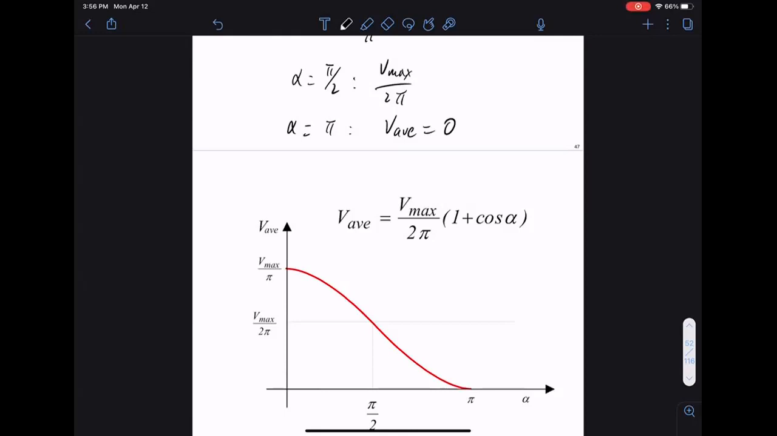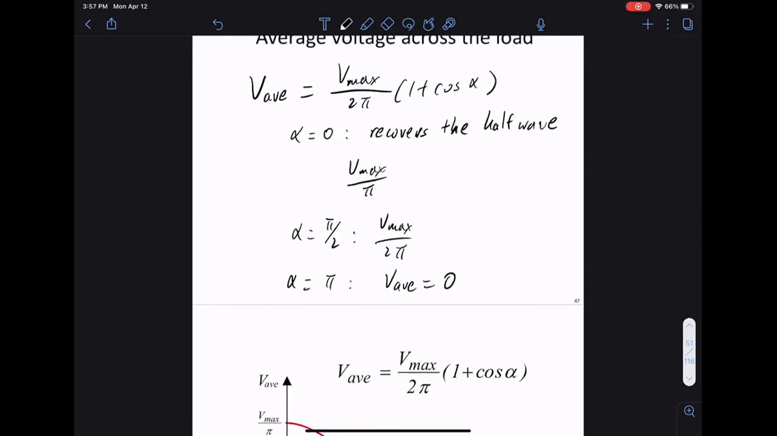Can you explain again where the alpha is pi over 2? Okay, sure. So let's say alpha is pi over 2. What's the cosine of alpha? 0, right? So this is V max over 2 pi.